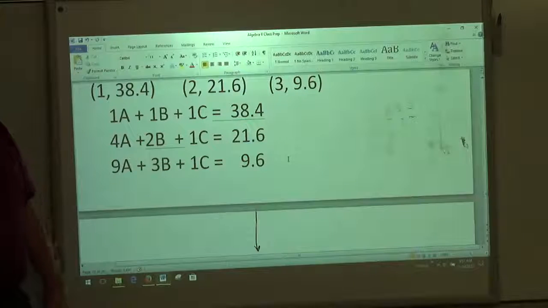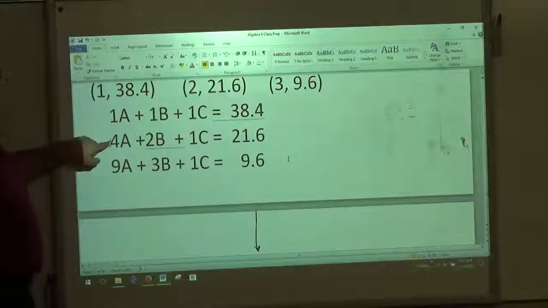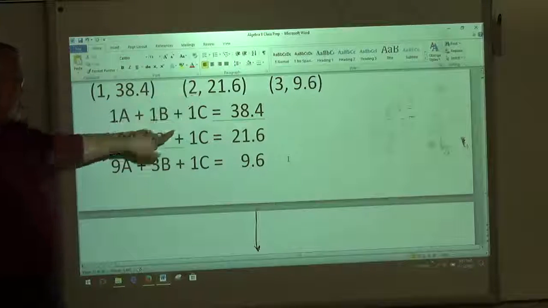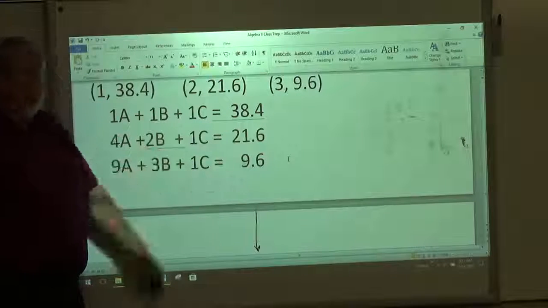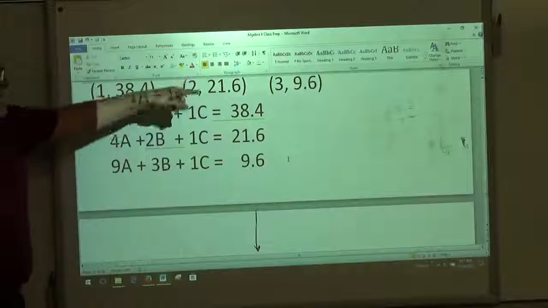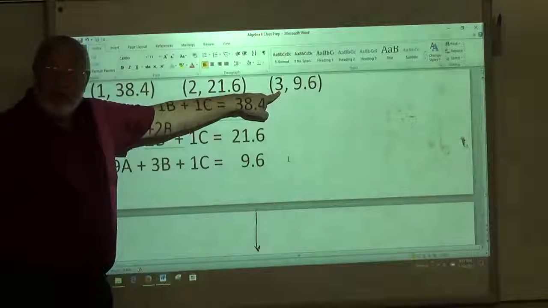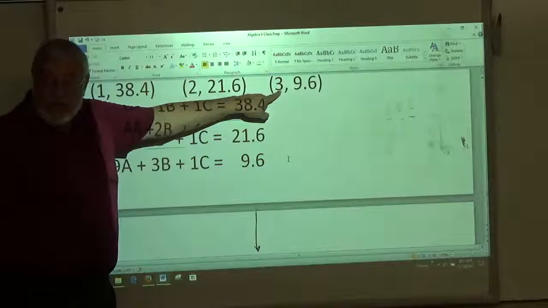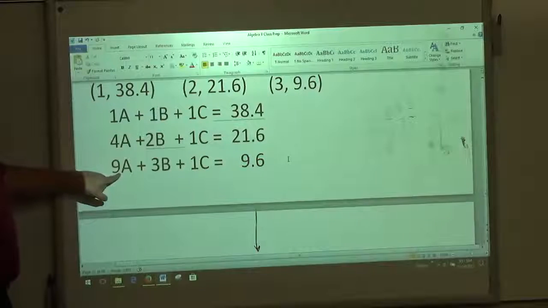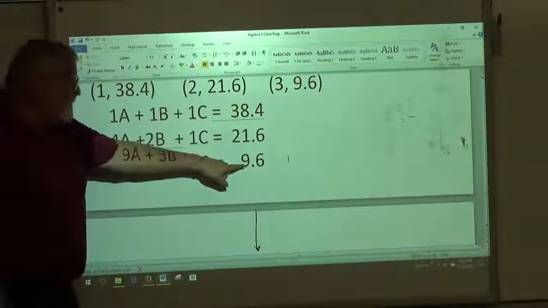Now, 2 squared is 4, so that becomes 4a. This is 2 times b, which is 2b, 1c, and then 21.6. All right, what's the last one going to be? It's going to be 3 squared. Right? So what's 3 times 3? 9. So it's 9a plus 3b plus 1c equals the 9.6.